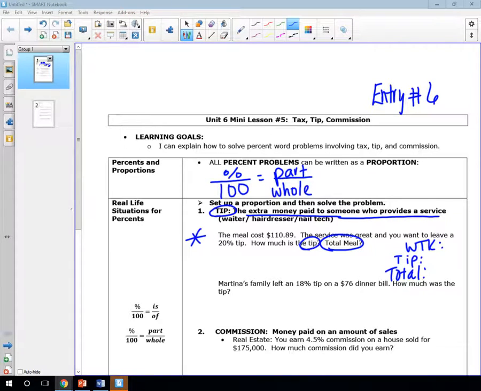When I read the problem, it says that the service was great, so 20% tip. So 20, this is percent, goes over 100. And then my meal is $110.89. That means that if I just pay for 100% of my meal, that would be the cost. So that's going to go on my whole. That's the whole cost of the meal. And then that 20% is that little something extra. We've got to figure out what that little something extra is. So, same thing as always, we're going to cross multiply, and we're going to divide.